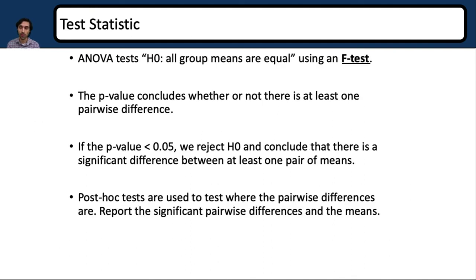So let's find out within our world. For an ANOVA test, the null hypothesis is that all groups are equal, and you use an F test for this. Same as a Z table, same as a T table. It's just a different formula to do this.